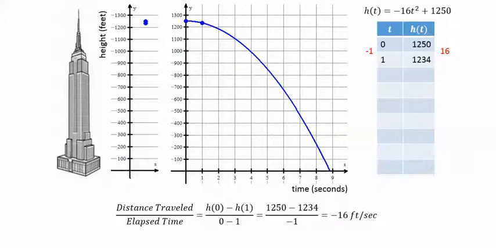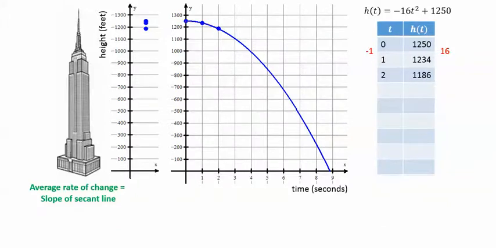What is significant here is that when we draw a line through the points (0, 1250) and (1, 1234), or what we called a secant line earlier, the calculation for the slope of that line would be exactly the same calculation for the average velocity between t equals 0 and t equals 1. So this brings us to the very important idea that average rate of change of a quantity between 2 points in time is equivalent to the slope of the secant line connecting those points on a graph. This is very important. So let's go on then.